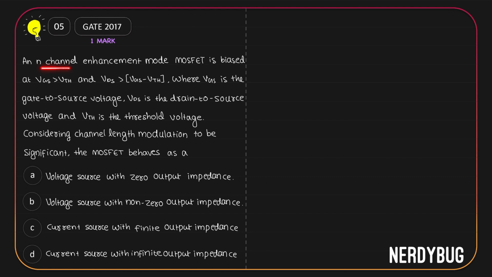We have an N-channel enhancement mode MOSFET. It is biased at VGS greater than the threshold voltage and VDS greater than VGS minus VTH, which means it is operating in the saturation region. The channel length modulation is considered significant. Then we have to figure out if the MOSFET behaves as a voltage source with zero output impedance, voltage source with non-zero output impedance, current source with finite output impedance, or current source with infinite output impedance.